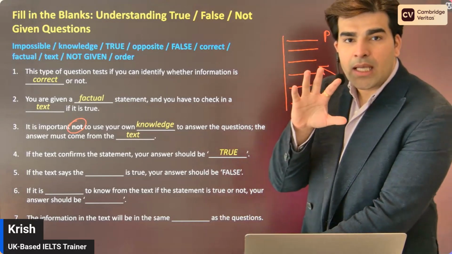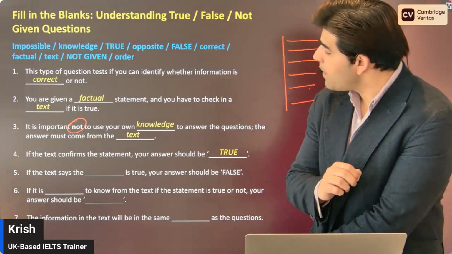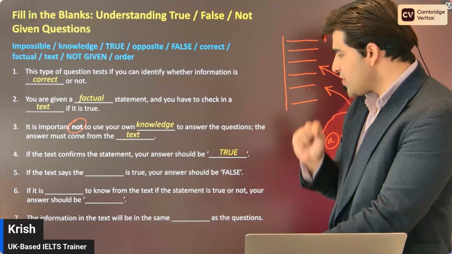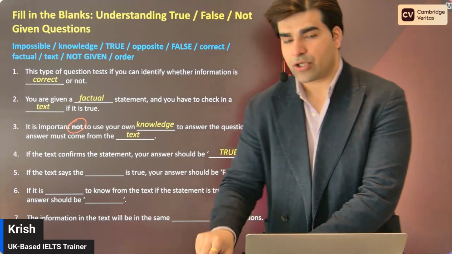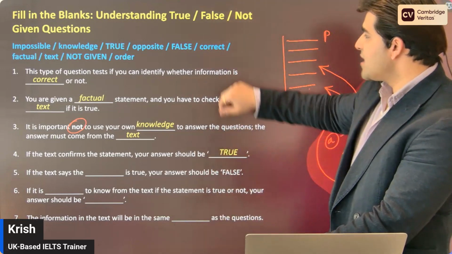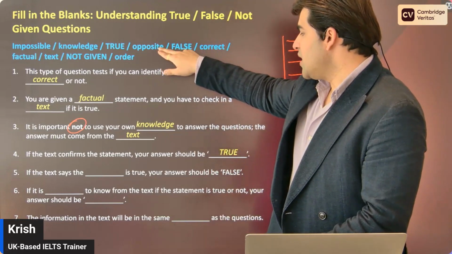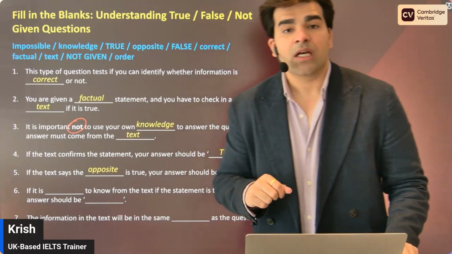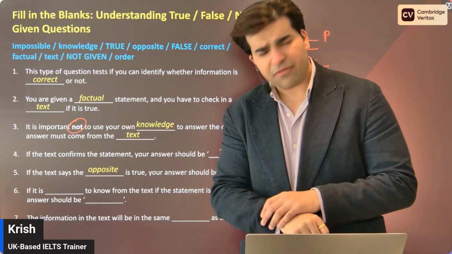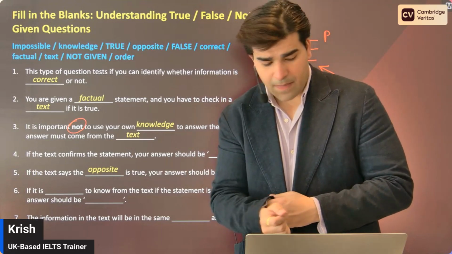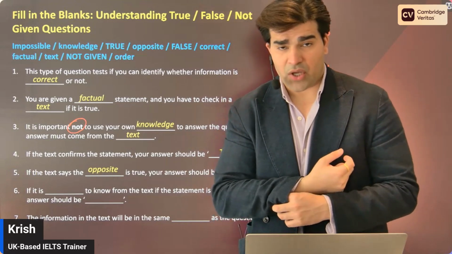Okay. Information number 5. If the text says the opposite is true, your answer should be false. So, for example, I have a very easy way for you to understand this. Listen to me very carefully. This is a very important part. You can't skip this part.